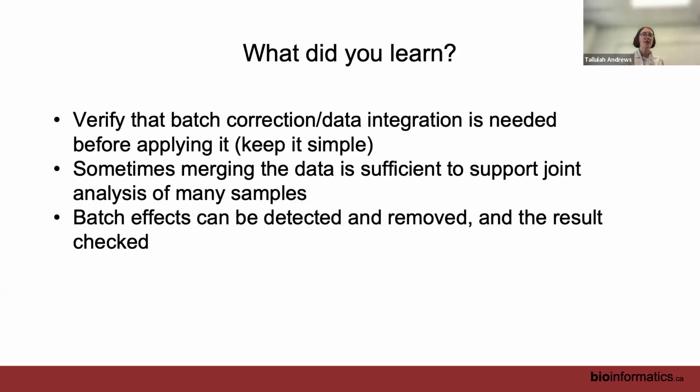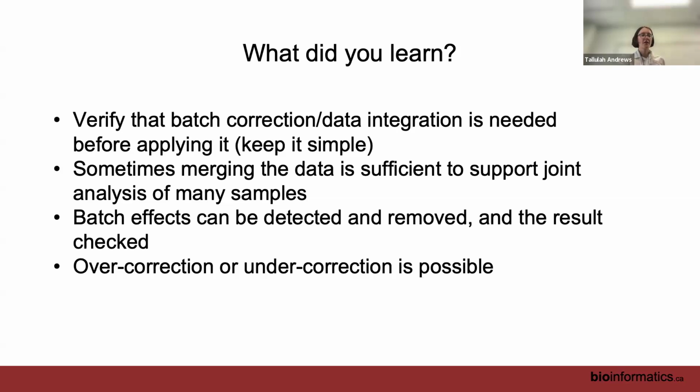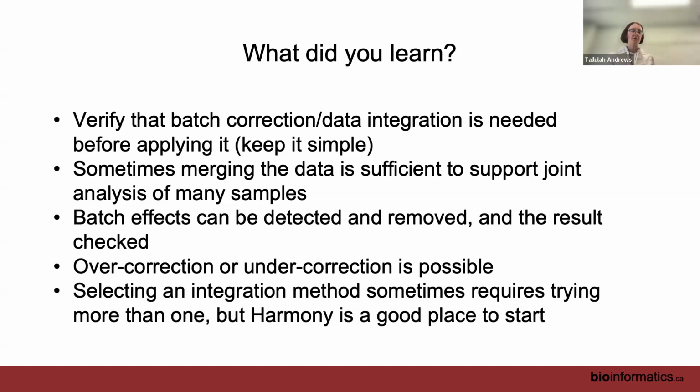Batch effect can be corrected and removed, but you have to check the results to make sure it didn't remove other stuff that you wanted to keep. Overcorrection and undercorrection are possible and common. So we've done many projects, and we've seen at least one of these in at least 50% of them. So it's very common to have overcorrection or undercorrection, depending on your experiment and what method you used.